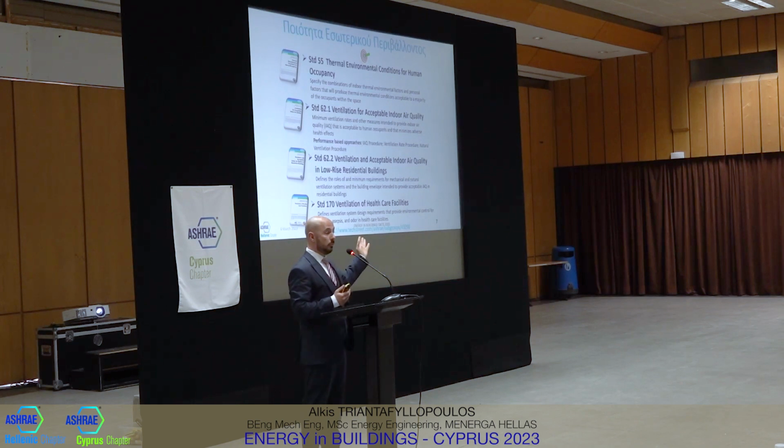And then we proceed with Standard 55, which is the thermal environmental conditions for thermal comfort. How do we define thermal conditions? How do we obtain that? 62.1 and 62.2 are the indoor air quality standards, the ventilation rates we need for a space to be occupied, and how to design it. Again, 62.1 is for high-rise buildings, 62.2 is for low-rise buildings and residential.